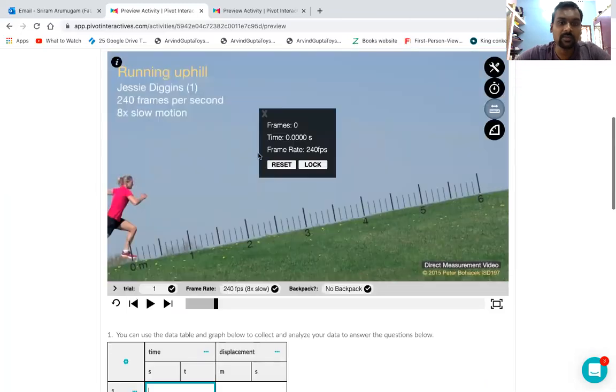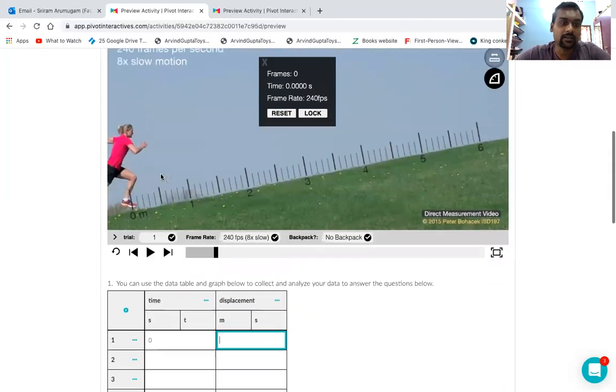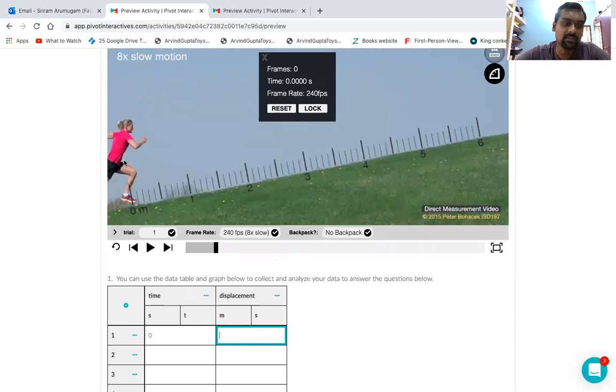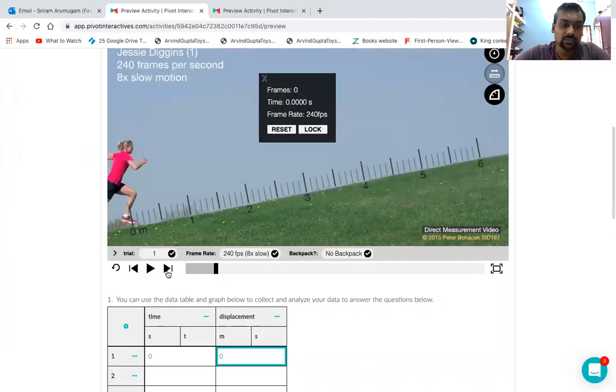So the time now is 0, and her position is also 0. I'm looking at a center of mass somewhere. The pink t-shirt which she's wearing. I'm not looking at the legs or anywhere. I'm looking such that her chest is aligned with the 0 meter mark here. So which means that's 0. So let's try and collect the next data point.